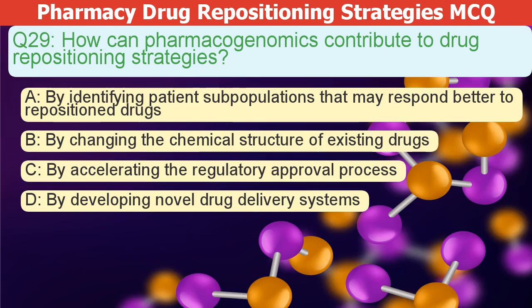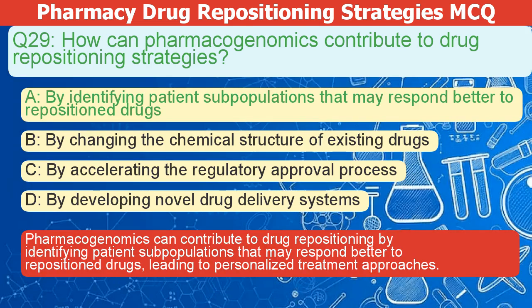How can pharmacogenomics contribute to drug repositioning strategies? A. By identifying patient subpopulations that may respond better to repositioned drugs. B. By changing the chemical structure of existing drugs. C. By accelerating the regulatory approval process. D. By developing novel drug delivery systems. The correct answer is A. Pharmacogenomics can contribute to drug repositioning by identifying patient subpopulations that may respond better to repositioned drugs, leading to personalized treatment approaches.